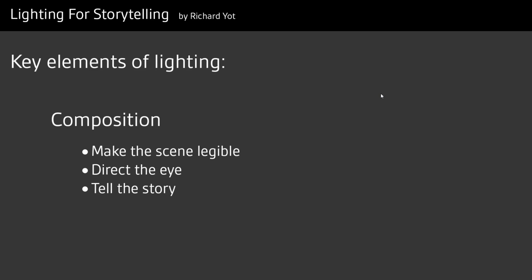Which takes us to point number 2, which is to direct the eye using brightness and contrast in order to make sure that the viewer looks at the important parts of the scene first. And both of these are serving the overall aim, which is to tell your story. So by making sure that your scene is legible, that your eye is focusing on what's important, you are able to make sure that the story is the only thing the viewer needs to think about.